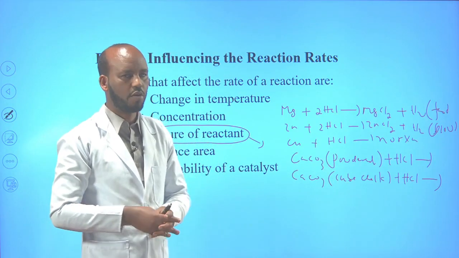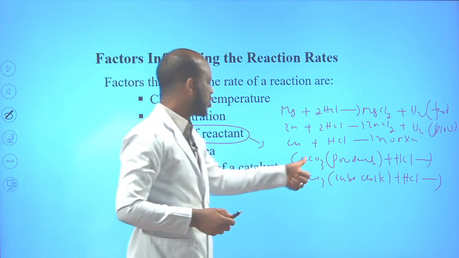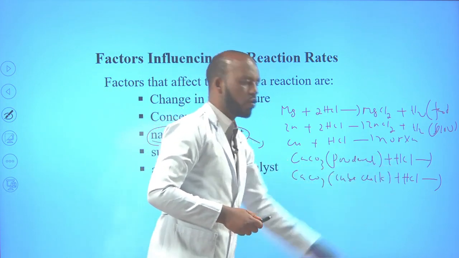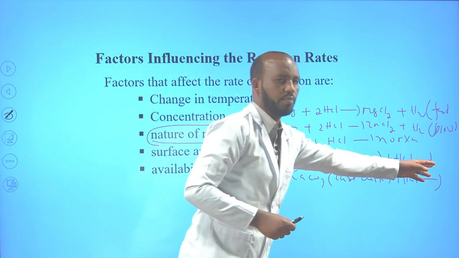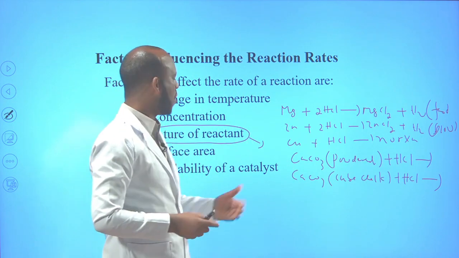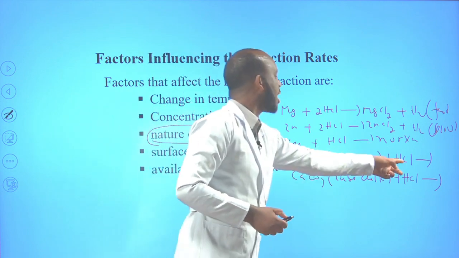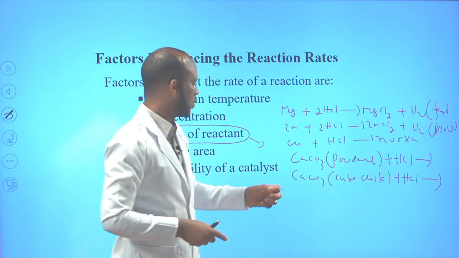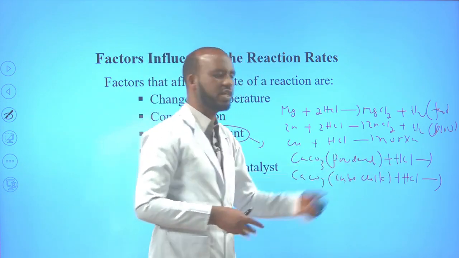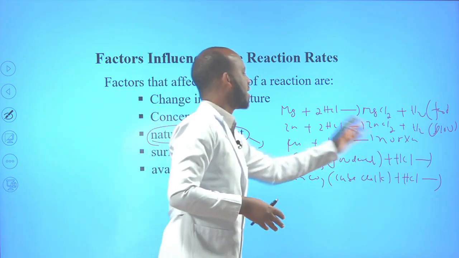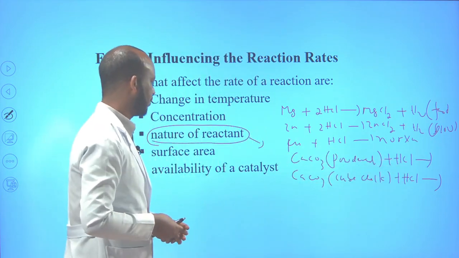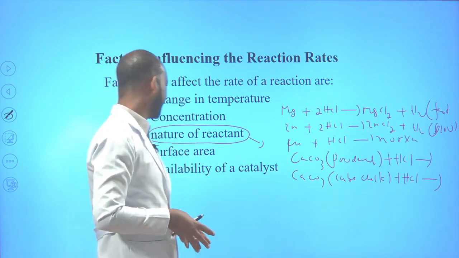Which is faster? Calcium carbonate powdered plus hydrochloric acid is the fast reaction because more powdered calcium carbonate can contact with hydrochloric acid. As surface area of reacting particle increases, rate of the reaction also increases. It is a faster reaction than this.